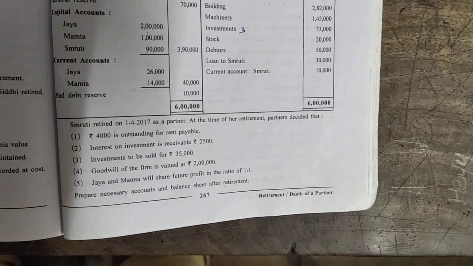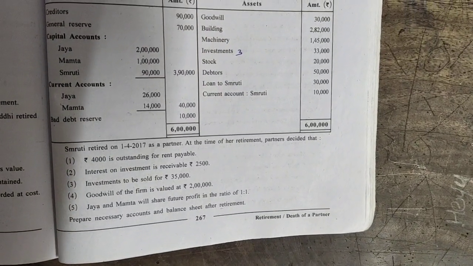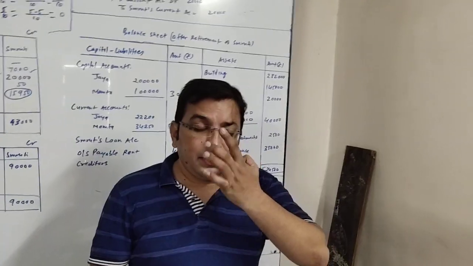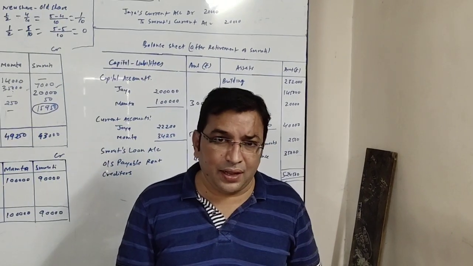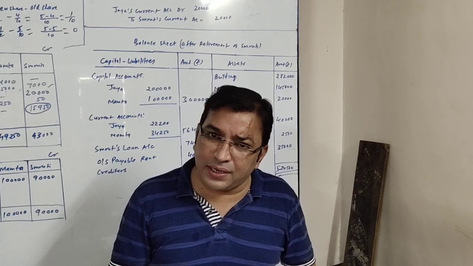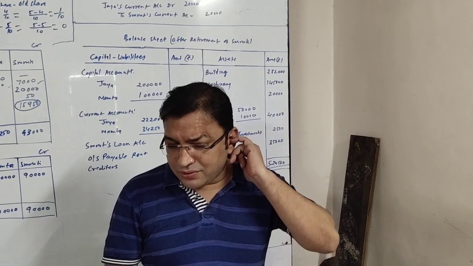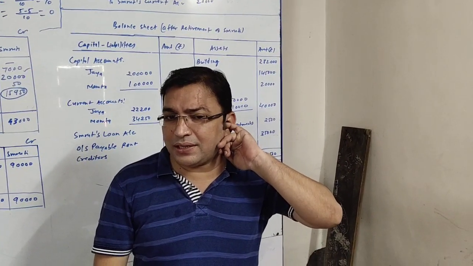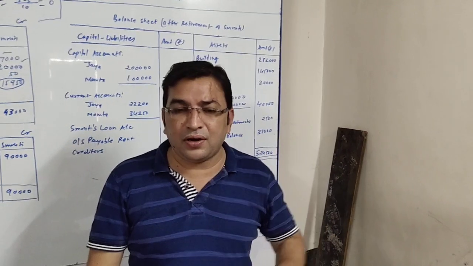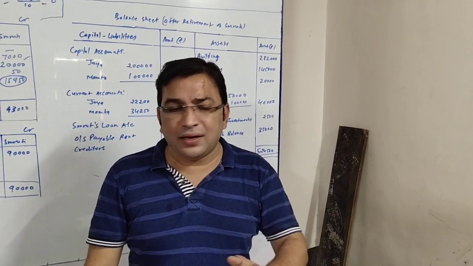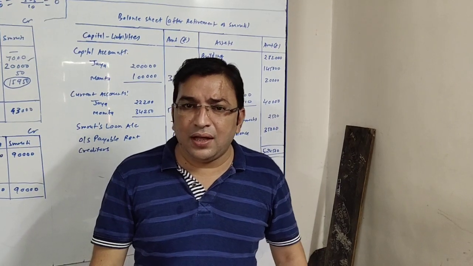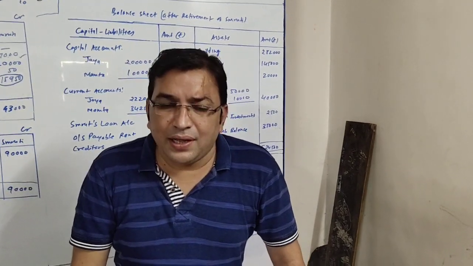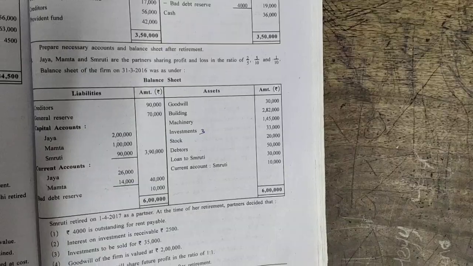Friends, next item given to us is bad debts reserve. We have two treatments for bad debts reserve. Either we will continue writing it on the liability side, or we will deduct it from debtors. Here I have decided to deduct it from debtors. I will be deducting this amount from debtors when we record debtors on the asset side. You may also continue writing it on the liability side. Both treatments are accepted. Let's see the next item.